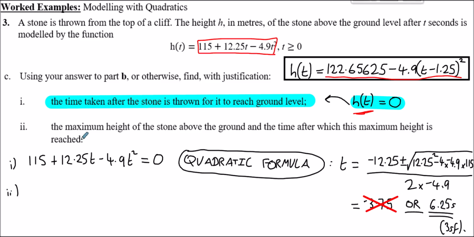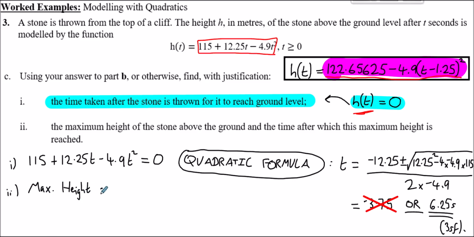For part 2, we want the maximum height of the stone above the ground and the time after which this maximum height is reached. So we're going to use this completed square form here. Remember, this is called the vertex form, which tells us the coordinates of the maximum. So it's going to be at a maximum when this expression here is equal to 0. And that's going to happen after 1.25 seconds. And so the time of the maximum height is going to be after 1.25 seconds.